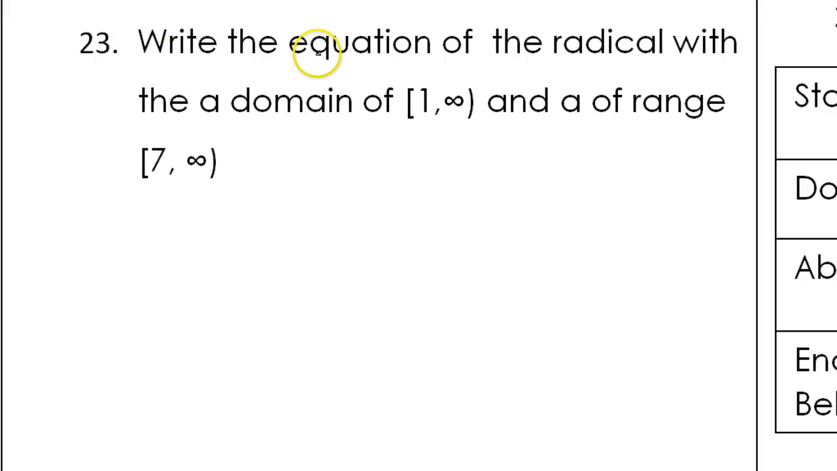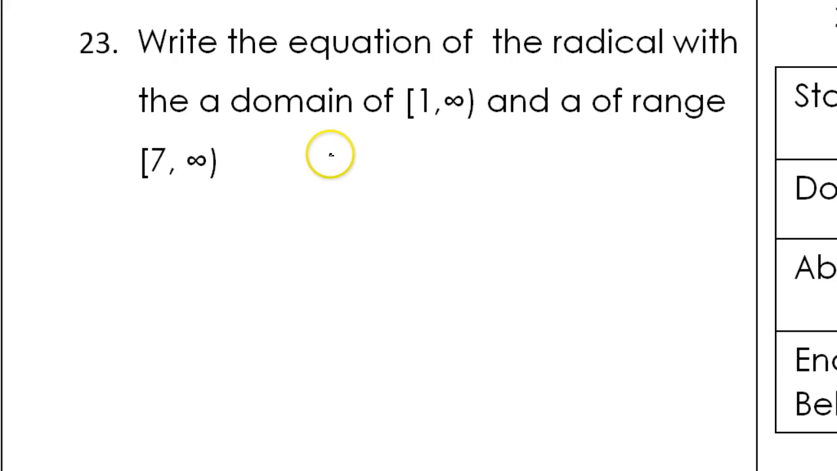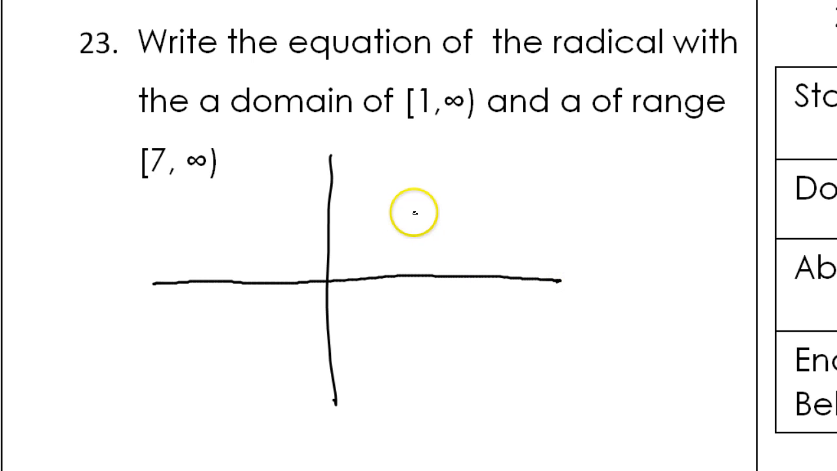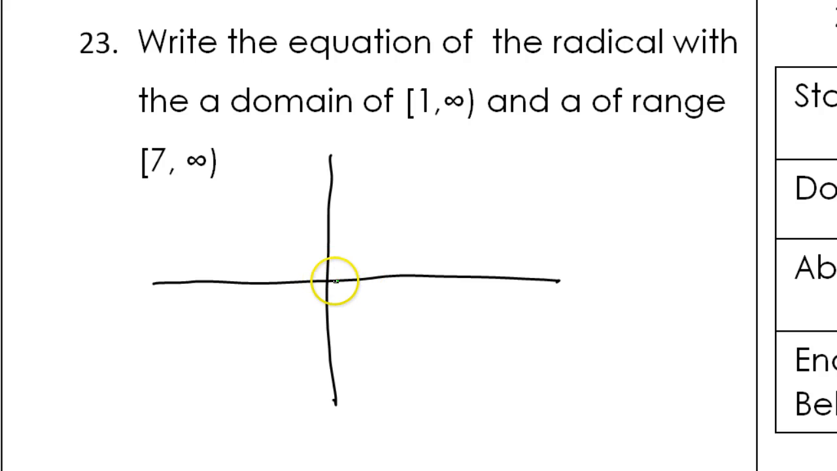Alright, for number 23, we're supposed to write the equation of the radical with domain from 1 to infinity and a range of 7 to infinity. If you picture a normal x and y axis, usually a square root function will go like this. But in this case, the domain is supposed to be from 1 to infinity. So that means it has to start off to the right by 1.